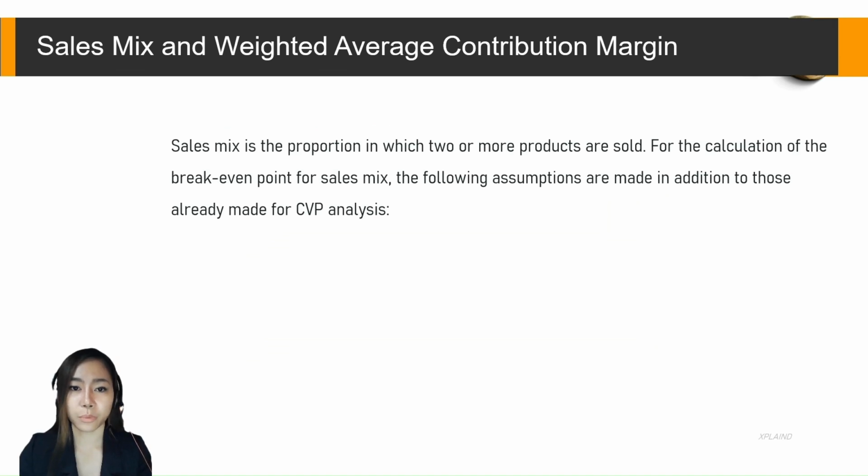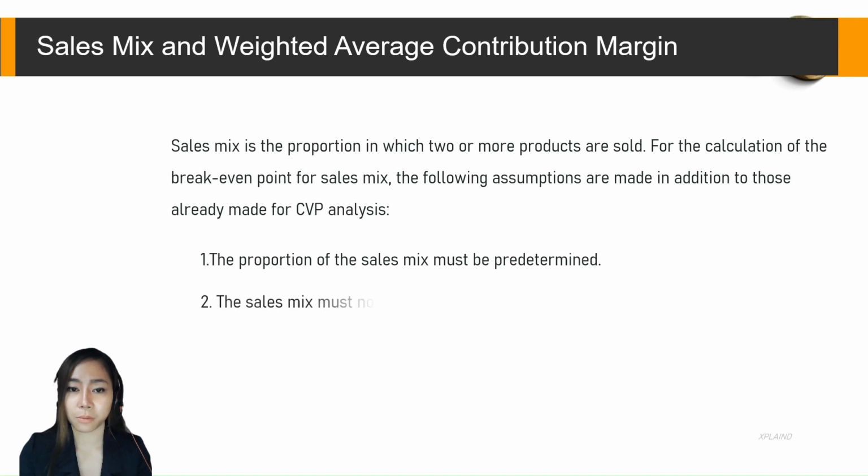So lastly, how can we get the break-even point if your company has two or more product lines? Now, let's learn about sales mix and the weighted average contribution margin. So sales mix is a proportion in which two or more products are sold. So for the calculation of the break-even point for sales mix, the following assumptions are made in addition to those already made for CVP analysis. So first is that the proportion of the sales mix must be predetermined. Second, the sales mix must not change within the relevant time period.